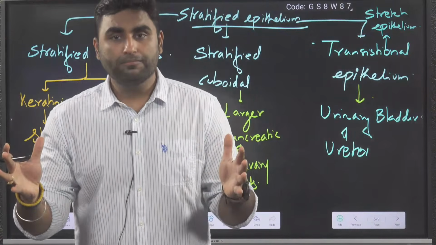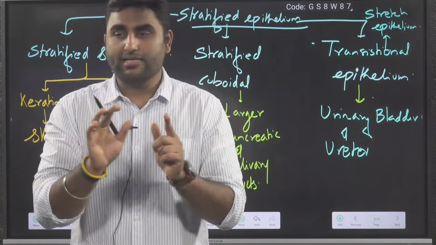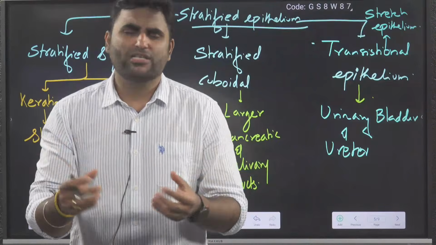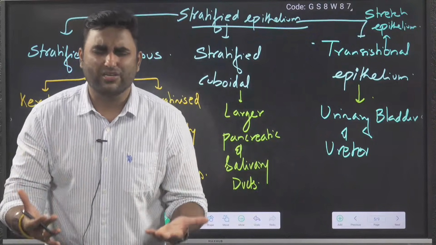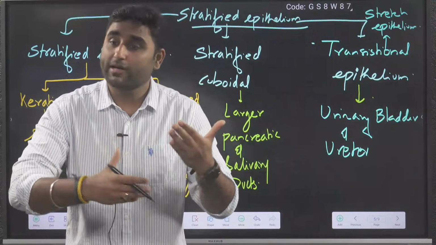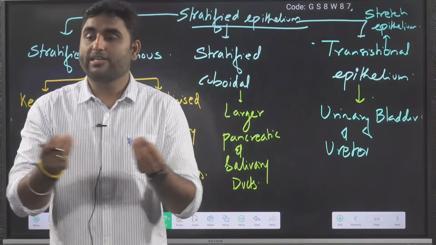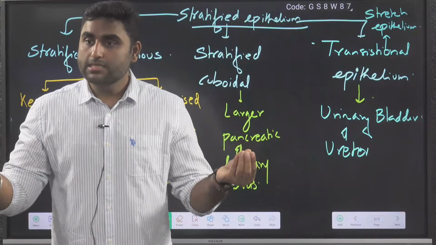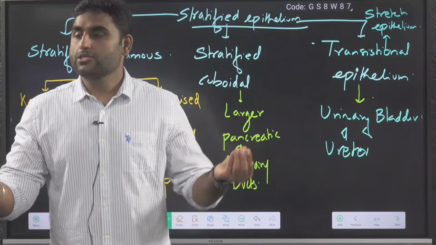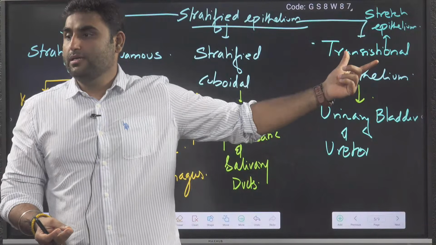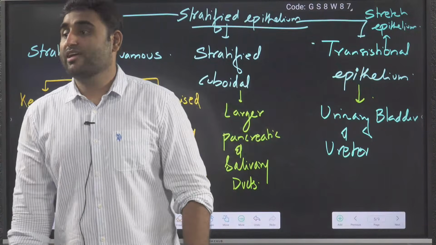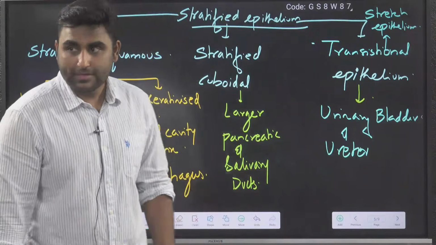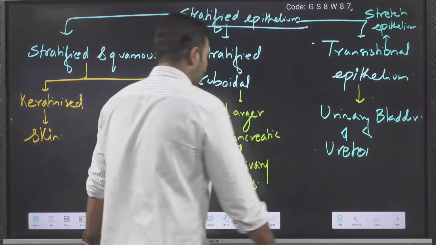When the bladder gets full, it can stretch because it is lined by transitional epithelium. What is the meaning of transition? Transition means going from one stage to another. So it changes its shape. It stretches, gets compressed, gets elongated a bit. So that is your stretch epithelium, transitional epithelium. Am I clear? Urinary bladder and ureter.